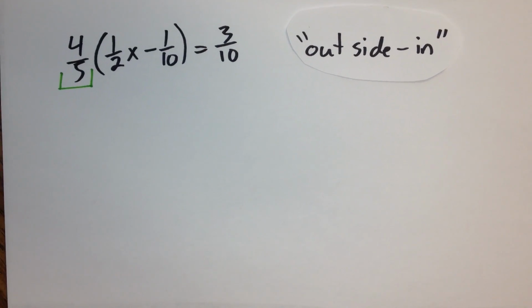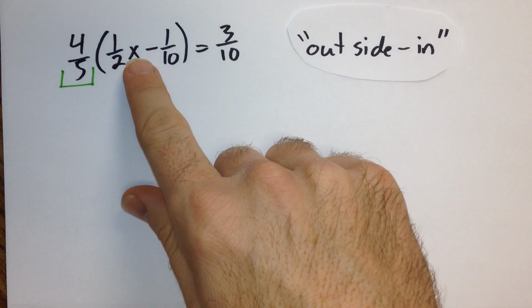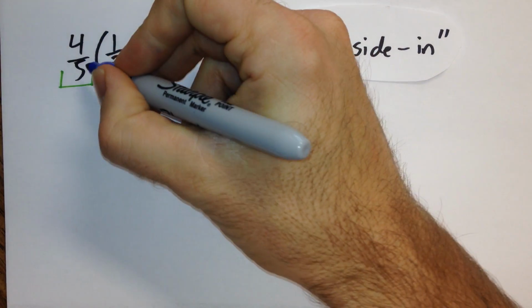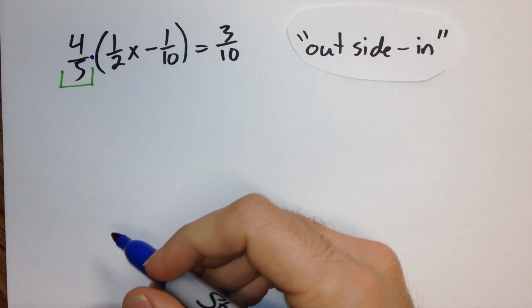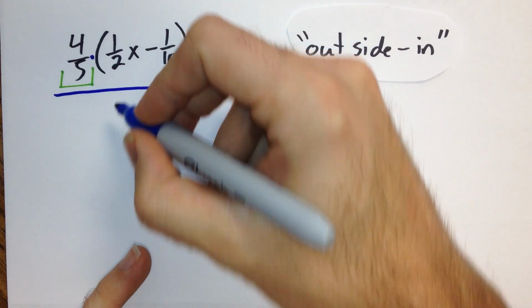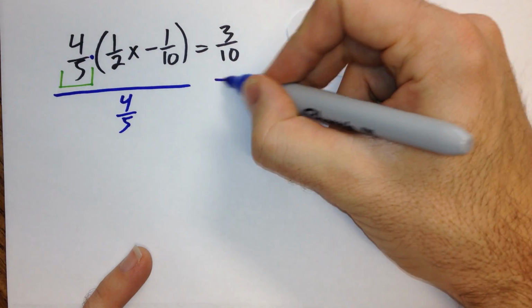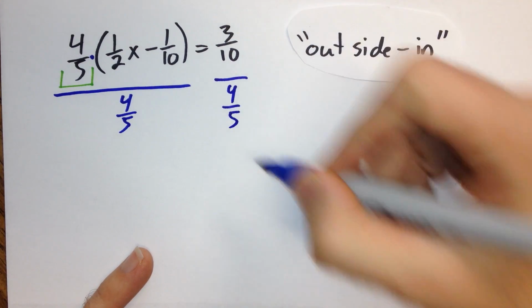It's the outside. It was the last part to interact with x, so it's going to be the first part that we remove. We're always going to remove them in the opposite order from which they came. Now, since this 4/5 is multiplied, what are we going to do to it? We're going to divide by 4/5, because that's the way to undo a multiplication.